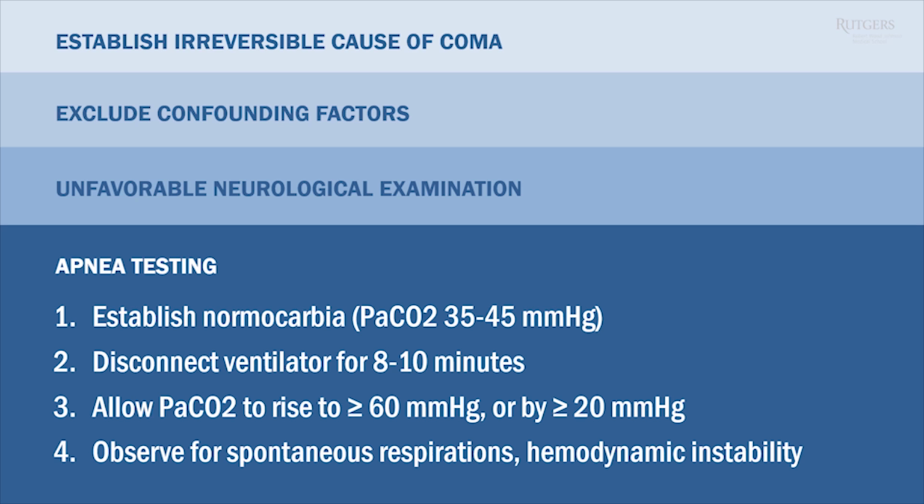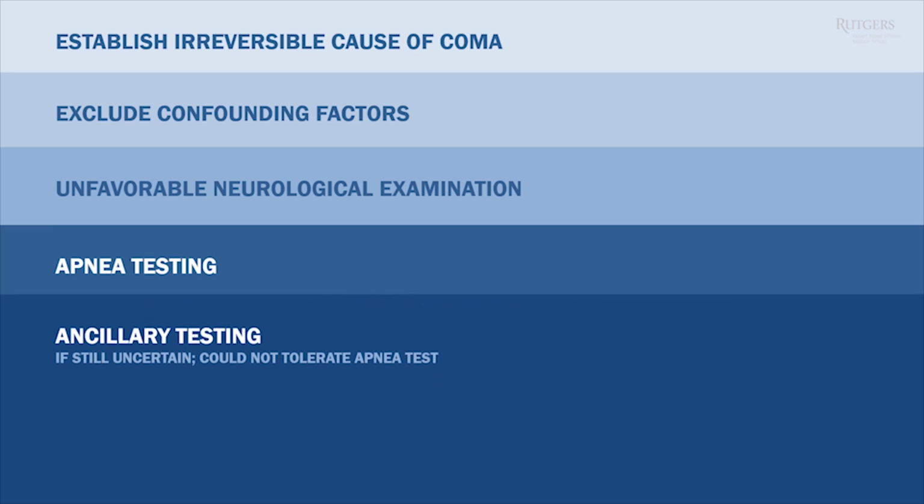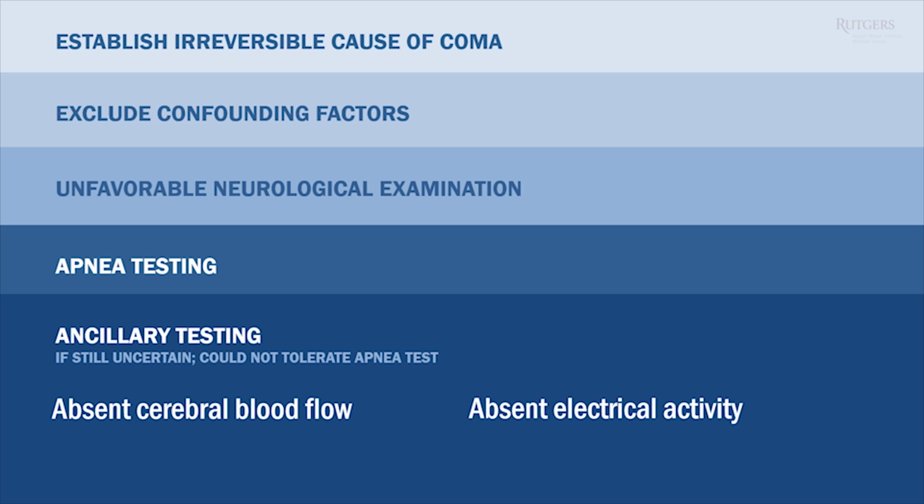In this case, we may rely on ancillary tests to help complete the picture of brain death. These tests aren't confirmatory tests. You can't do these tests in absence of meeting the other criteria for brain death. Ancillary tests in general look for brain death in one of two ways. Either looking for absent cerebral blood flow or absent electrical brain activity. Examples of ancillary tests include nuclear SPECT imaging, transcranial Dopplers, a cerebral angiogram, or EEG.